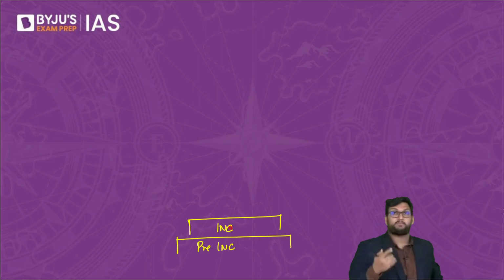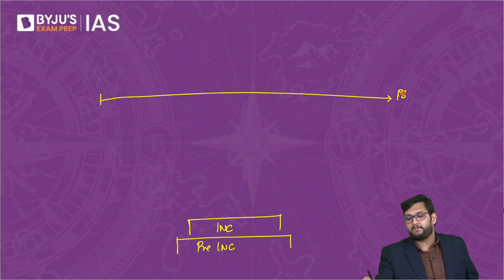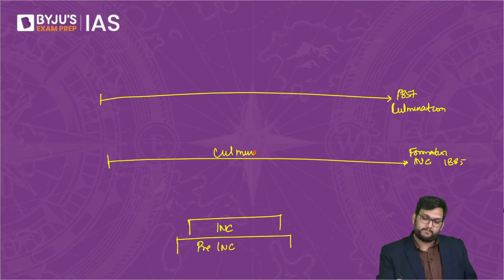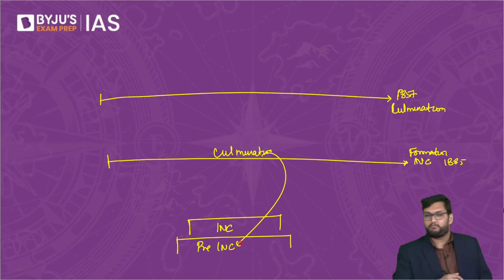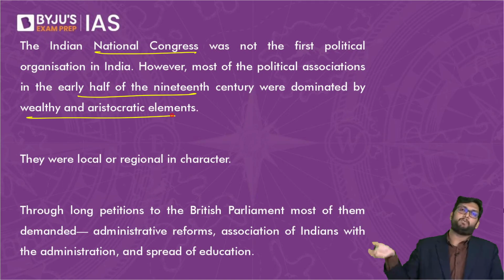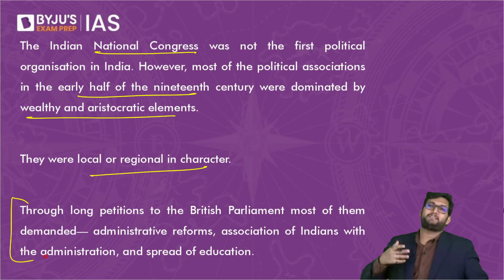Education is important because it opens up your mind that there's something called French Revolution, something called freedom, liberty, exploitation. So, as I said to you, the 1857 revolt is a culmination, same way the process of INC formation in 1885 is also a culmination, the culmination of pre-INC polities. So as it says here, Indian National Congress was not the first political organization. However, there were organizations introduced by the members of wealthy aristocratic elements, local and regional in character. However, they will be the ones who will now start to develop a sense of collective action in that sense.